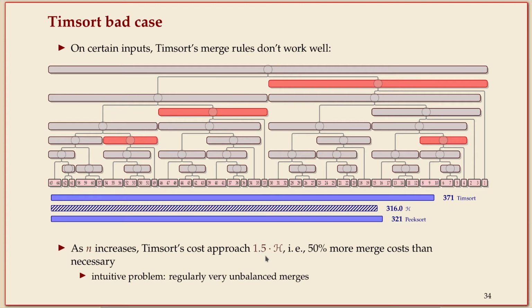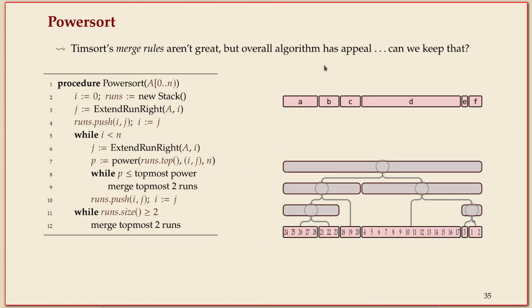And yeah, the example gets more extreme if you increase the input size. Asymptotically, Timsort does 50% more merge cost than necessary. All right. So while these merge rules are really not that great, the rest of Timsort is really nice and people like it. So we would like to keep this left to right structure in merge sort with a run stack. But we would like to replace these weird 4 rules with something more principled.